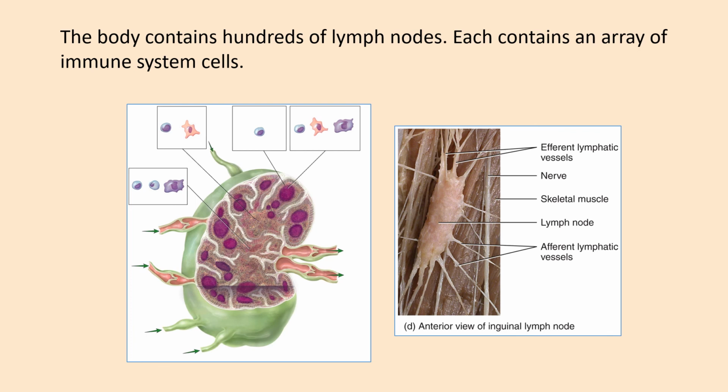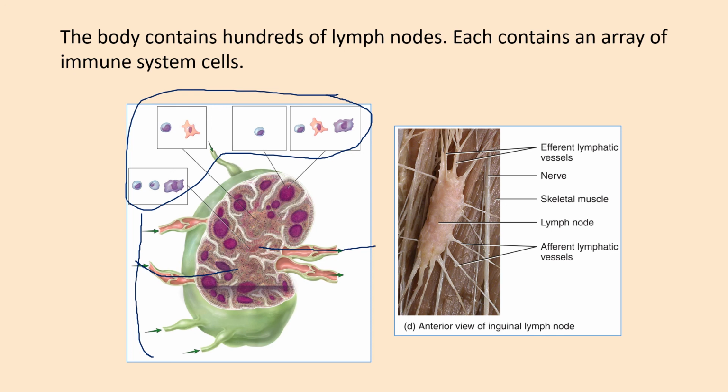So lymph nodes are an important component of your immune system, and they serve to filter lymph. So notice on the panel on the right, notice these arrows here. These arrows indicate the movement of lymph into the lymph node. Inside the lymph node, we see this variety of cell types indicated up here. These are all different types of white blood cells. And then that lymph exits the lymph node here, as well as here, and continues on its way toward the subclavian veins.